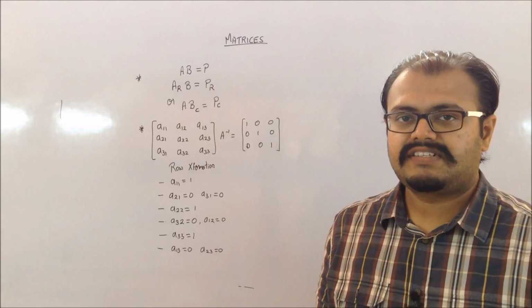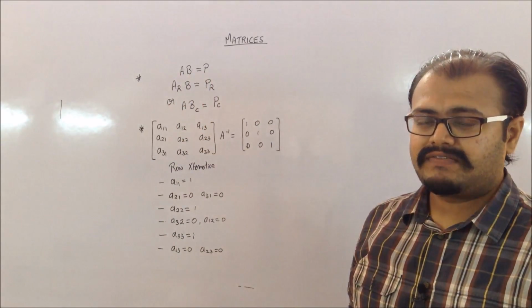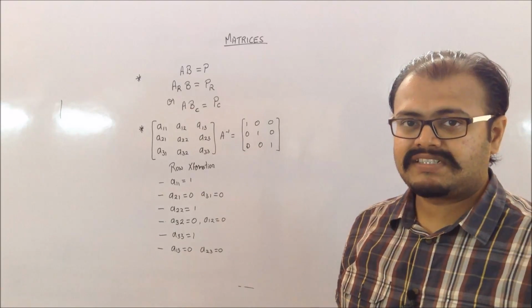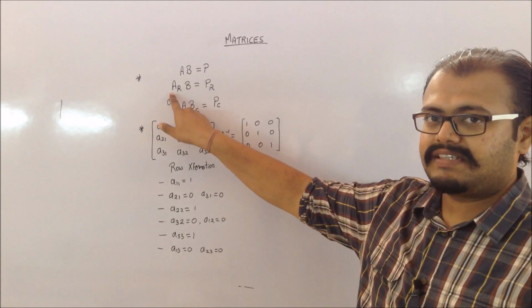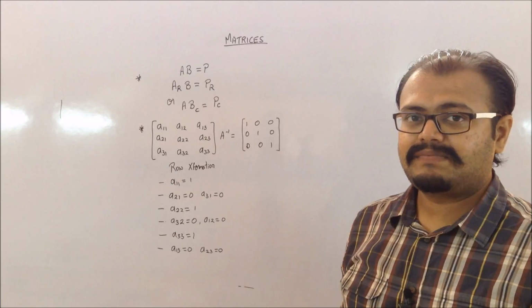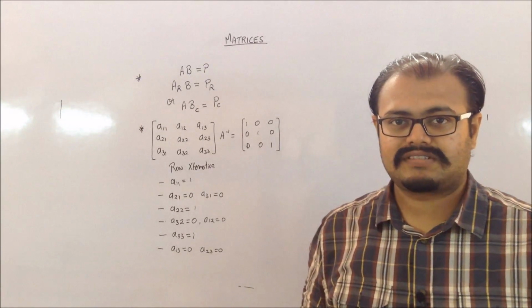Now whenever you are having any product AB and it is equal to a matrix P, whenever you are having a row transformation, then the row transformation should be done on the first multiple, that is A, and corresponding row transformation will be done in P. So row transformation basically means manipulation of only the rows.